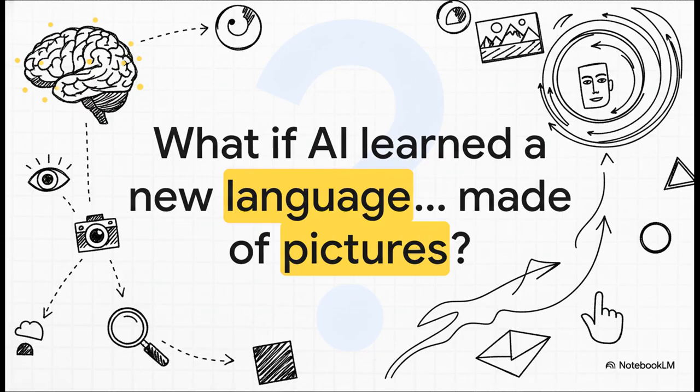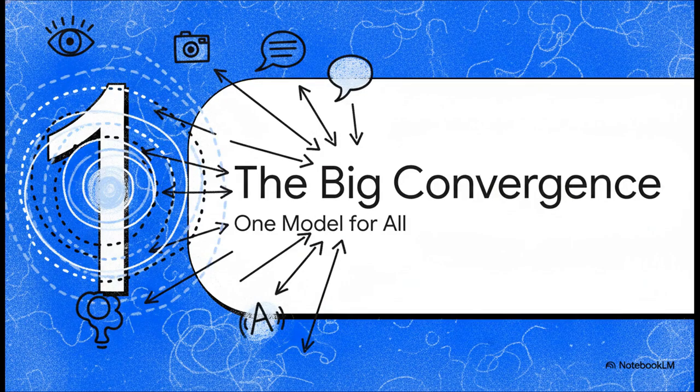To really wrap your head around why this model is so revolutionary, let's just start with a simple question. What if an AI could learn an entirely new language, but instead of being made of words, this language was made of pictures? Just keep that idea in your back pocket because it's pretty much the key to unlocking this whole thing.